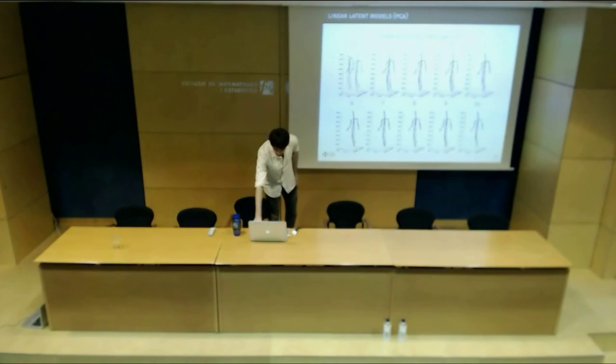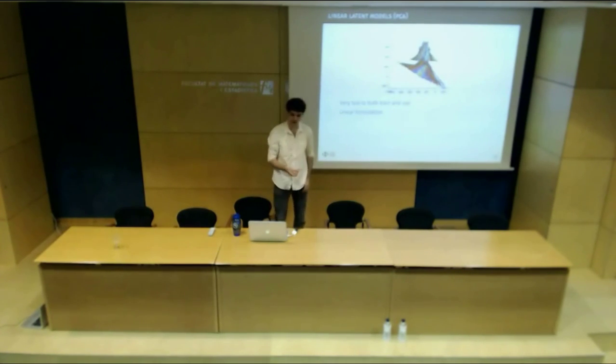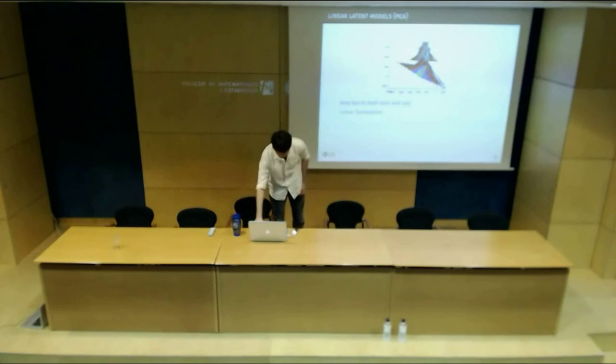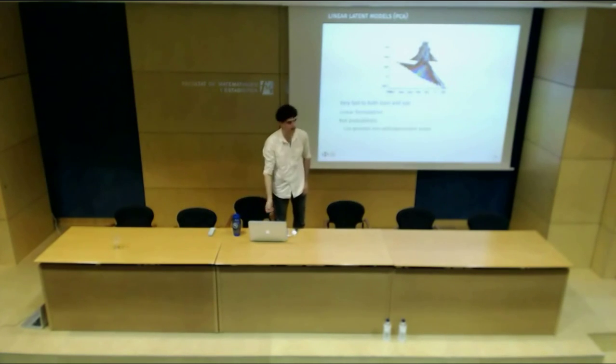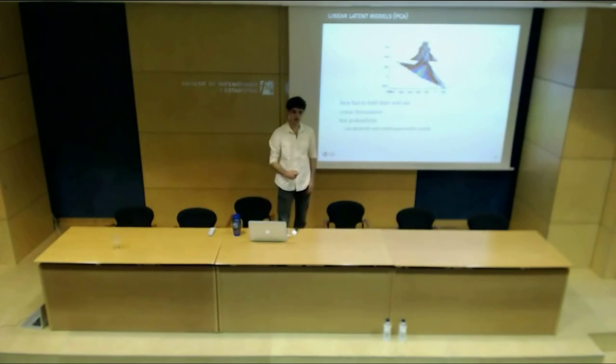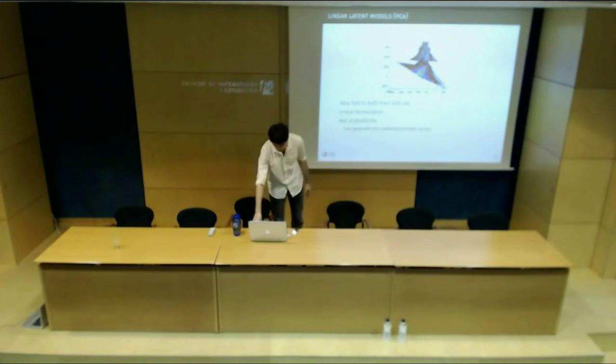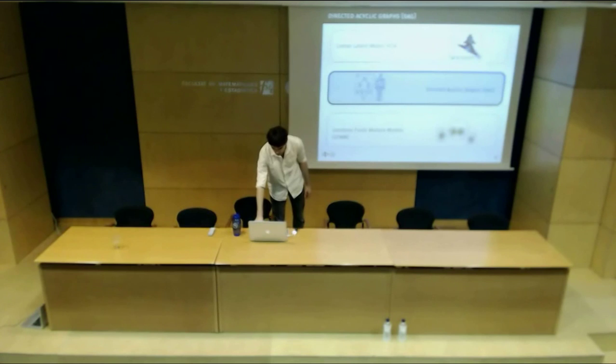And this is very fast to both train and use. The main advantage here is that it's a linear formulation, and we'll show in a bit why this is actually very important. The downside is it's not probabilistic. So if you sample from this, you'll get poses that are not actually very human-like. And this is a pretty big downside.